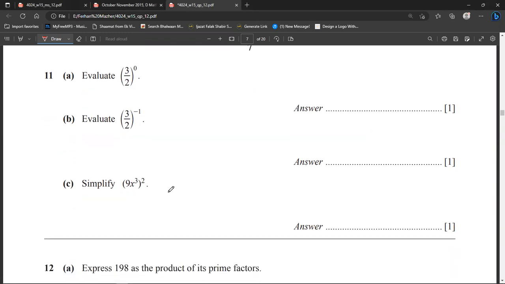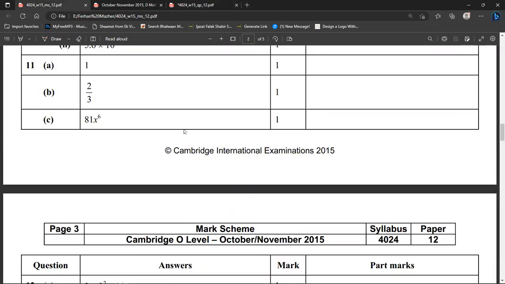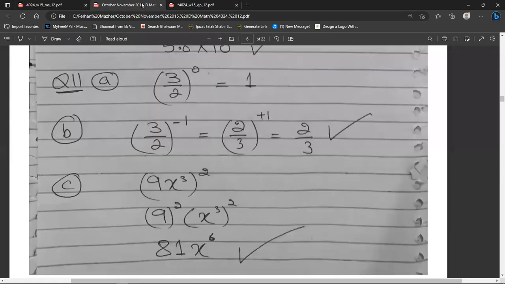Then we have question number 11, B part: 3 by 2, whole thing raised to power minus 1. Because the power is negative, inside the bracket reciprocate the fraction and the power will become positive. So it will become 2 by 3, whole thing raised to power 1, which is 2 by 3. So 2 by 3 is the answer.